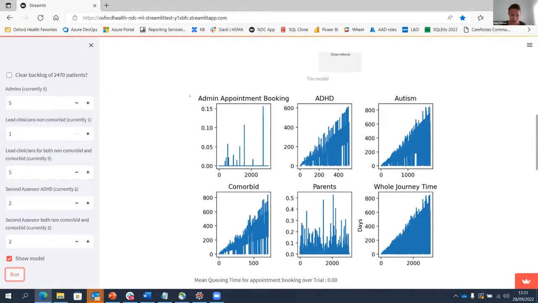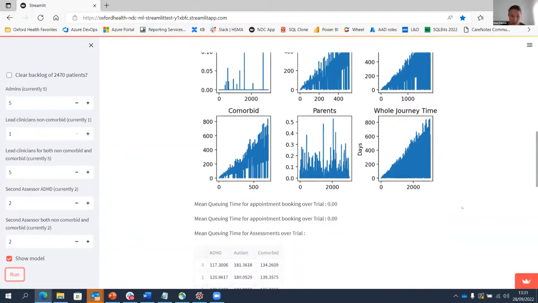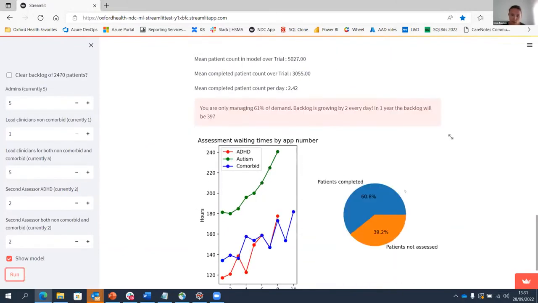With the current resource that they have, the waiting time in days is similar to what we are seeing in the data as well. One interesting thing I saw immediately was that there is something in common between autism and comorbid, because the numbers are high. And when I looked at how much of the demand they're meeting with the current resource, they're only managing 61% of their demand. So their backlog is growing by 2 every day. In 1 year, you're going to have 397. That's kind of the message.